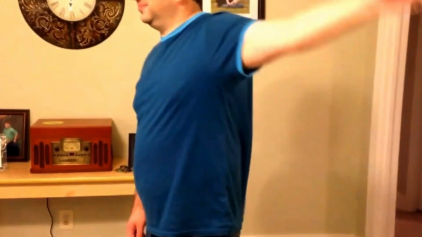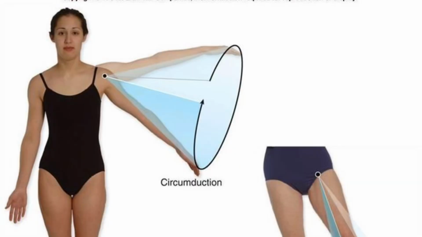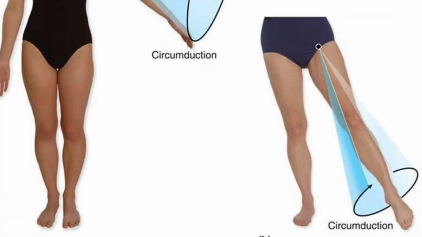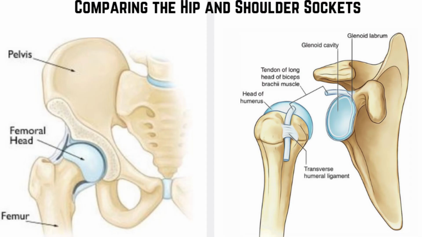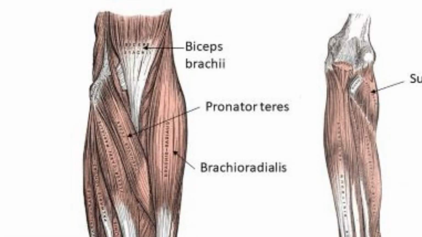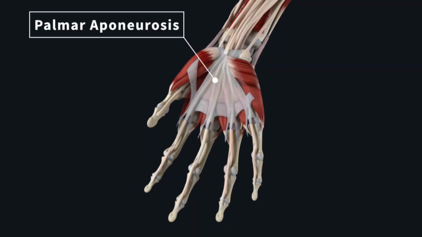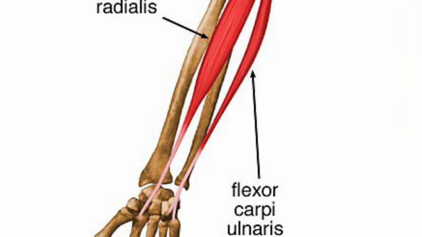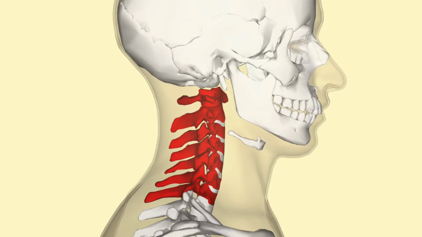Circumduction. Circumduction is the movement of a body region in a circular manner in which one end of the body region being moved stays relatively stationary, while the other end describes a circle. The joints used in this movement are the shoulder and hip joints, and the structural and functional are synovial and diarthrosis. The muscles used in this movement are pronator teres, flexor carpi radialis, palmaris longus, palmar aponeurosis, and flexor carpi ulnaris. The bones used are humerus, femur, dorsal, and neck bones.